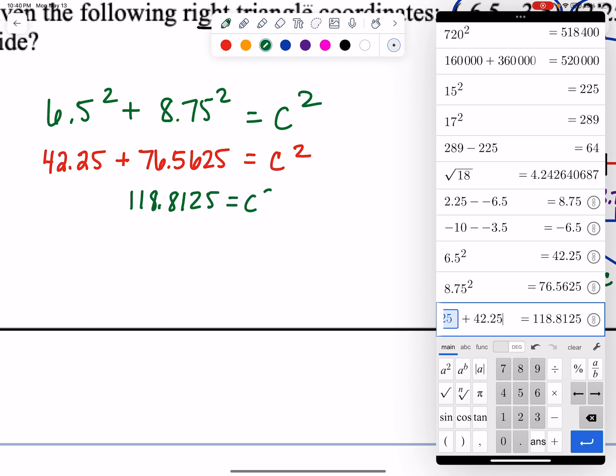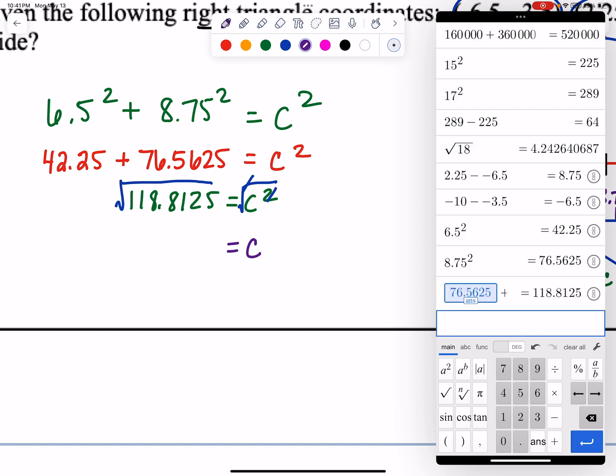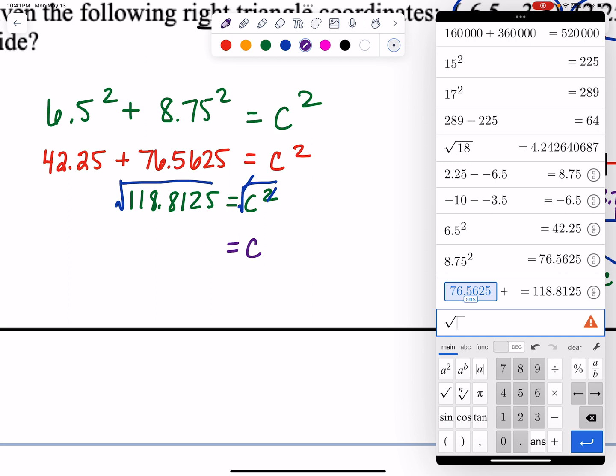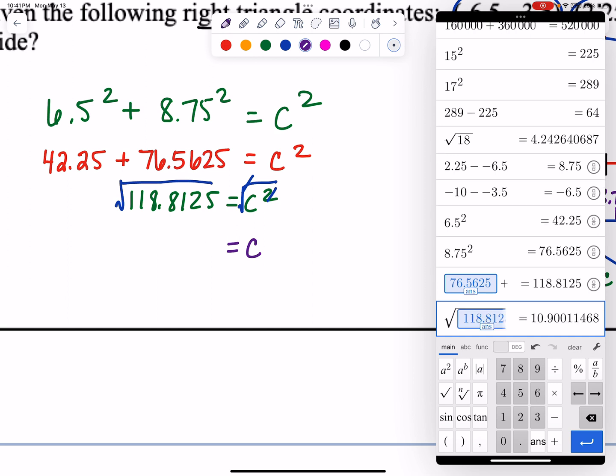Okay, so right now we're at 118.8125 equals C squared. How do I get rid of the squared? Well, we take the square root of both sides. That's going to cancel that out, and we're going to end up with our length for C. So how long is C? Well, let's go ahead and take the square root of that answer. Okay, so let's see if I can do this. Square root of the answer. Will that work? Yep, it will.